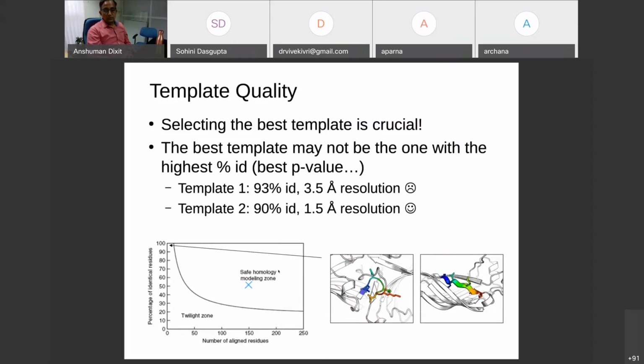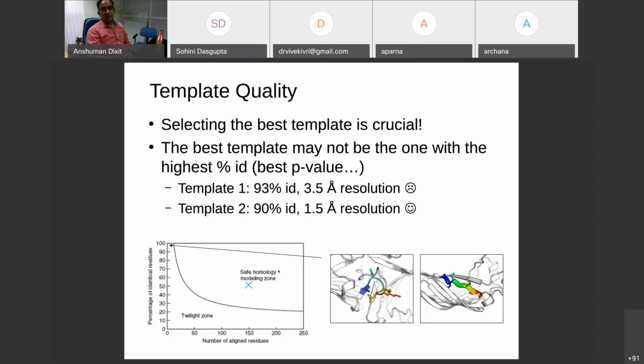So what would be the best template? You have two templates. One has 93% identity. The other template has 90% identity. The identity is not very different, 90 and 93%. But template 1 has 3.5 angstrom resolution. Template 2 has 1.5 angstrom resolution.